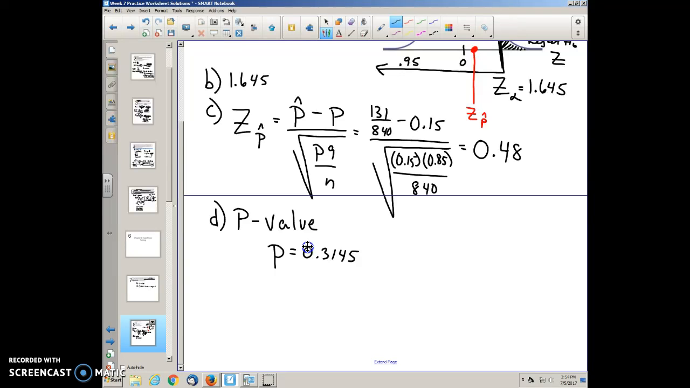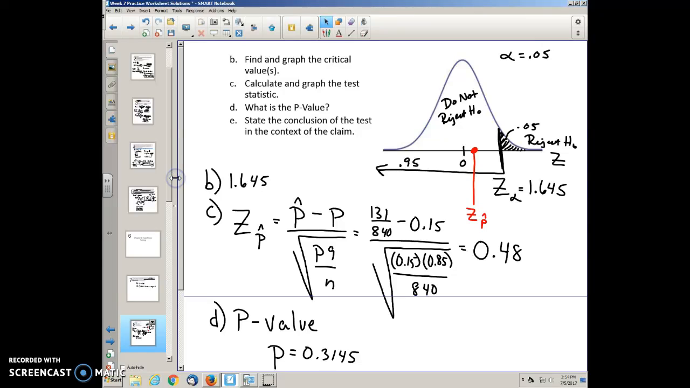There's another way to do p-value. And that's using the table, or we can use another function on our calculator. What the p-value actually is, it's the area. If you take your test statistic, it's going to be the area from the test statistic to the extreme. So the p-value is actually all of this area.